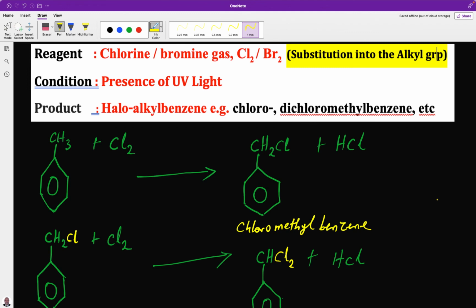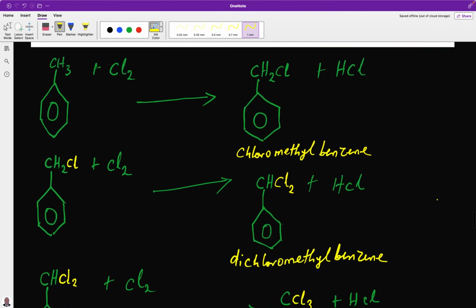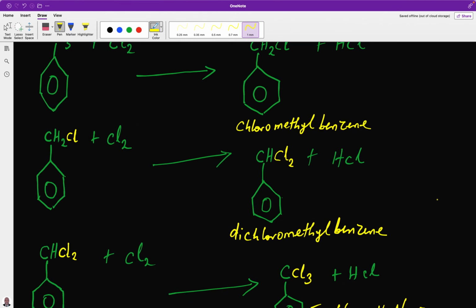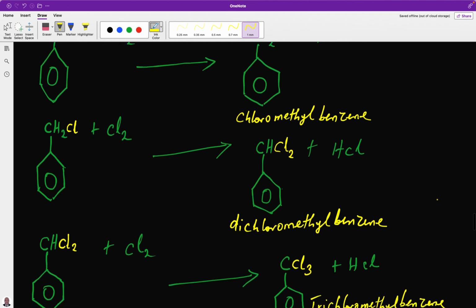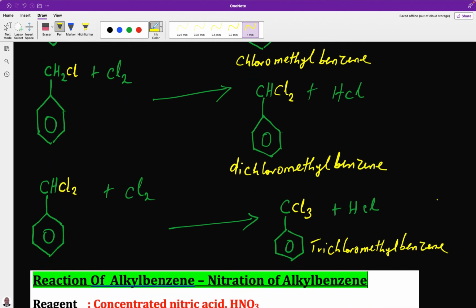We substituted the first one and we had chloromethylbenzene. Then we used chloromethylbenzene to react with chlorine again. We had dichloromethylbenzene and steamy fumes of hydrogen chloride. We use the dichloromethylbenzene again to react with chlorine. And finally, we had trichloromethylbenzene. So under this condition, that is the type of substitution that is taking place.